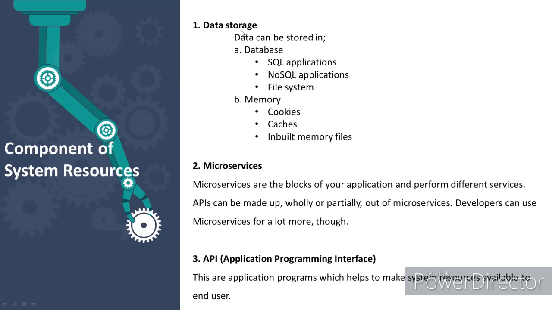So we have API, application programming interface. These are application programs which help to make system resources available to the end user. Let me repeat again. These are application programs which help to make system resources available to the end user. So if I ask, who is the end user here? Who is an end user? Anyone? The client. Okay, thank you very much.